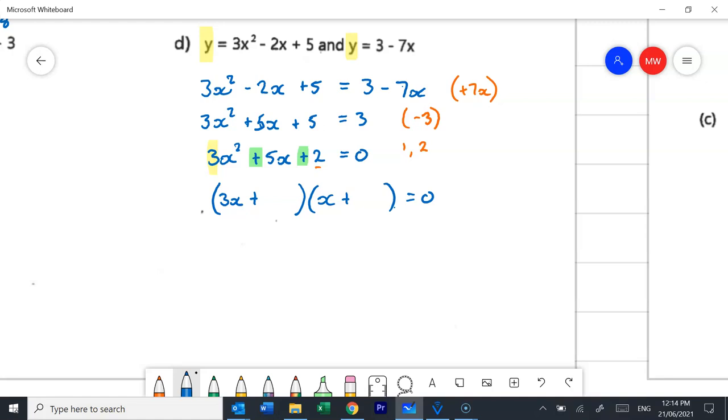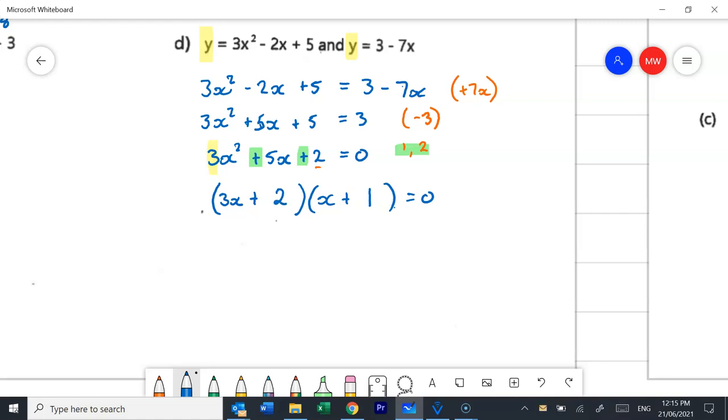Now, if I have a look at the 2 factors that I've selected, 1 and 2, one of those terms is going to have to be tripled, okay? And this might make sense in a minute. But if I triple 2 and I add 1 to it, I'm going to get 7. That's not going to work. If I triple 1 and I add 2 to it, I'll get 5. Is everyone following me so far? It means that the 1 has to sit opposite the 3, and then the 2 sits in here.